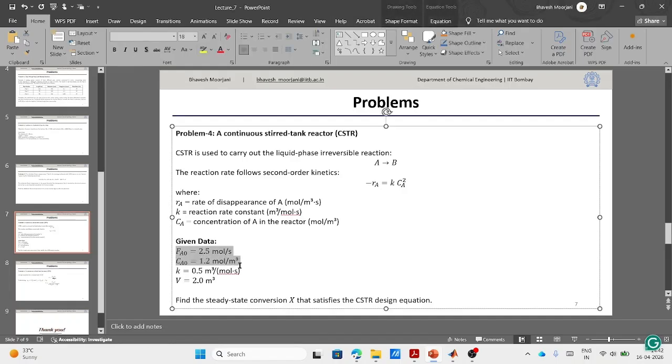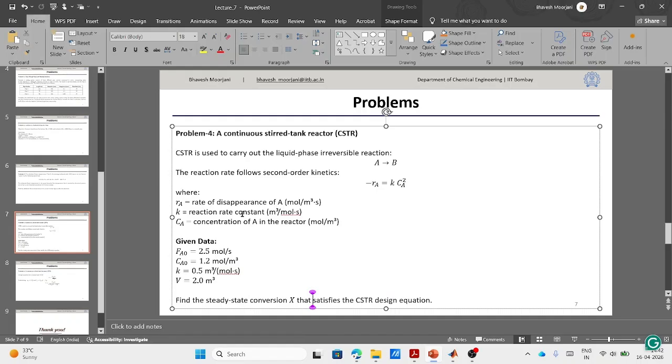So you have the flow rate data, initial concentration, rate constant, and the reactor volume information available, right? We have to find the steady state conversion X, which satisfies the CSTR design equation, right? So this is our problem statement. So first thing will be to model our system, right? So how will we model the system?